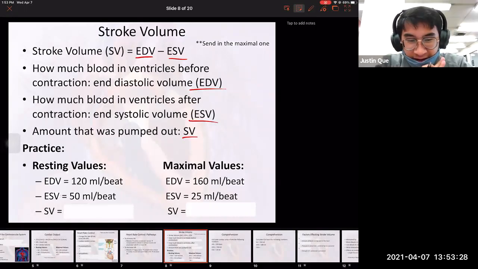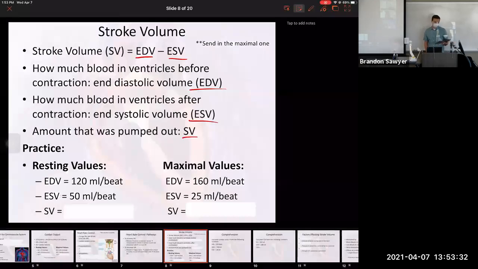Dr. Sawyer, is it calculated in liters or? Stroke volume, you're going to want it in milliliters. Yeah. Okay. Thanks. Good question, Justin.